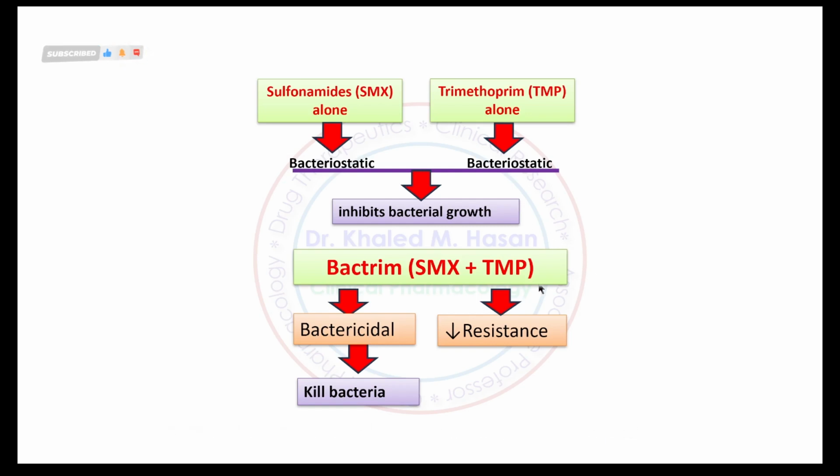On the other hand, when you use the combination of sulfa and trimethoprim together in one pharmaceutical tablet, capsule, or injection, such as Bactrim, this is a synergistic effect. Using two medications in one pharmaceutical form leads to increased antibacterial activity. The medication becomes bactericidal. So bactericidal action with the combination treatment is number one advantage. Another advantage is decreased bacterial resistance.